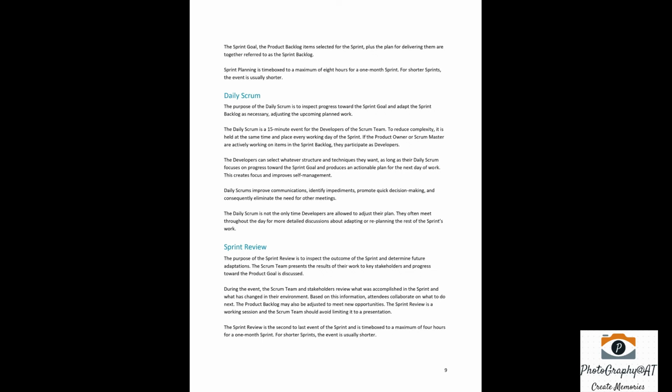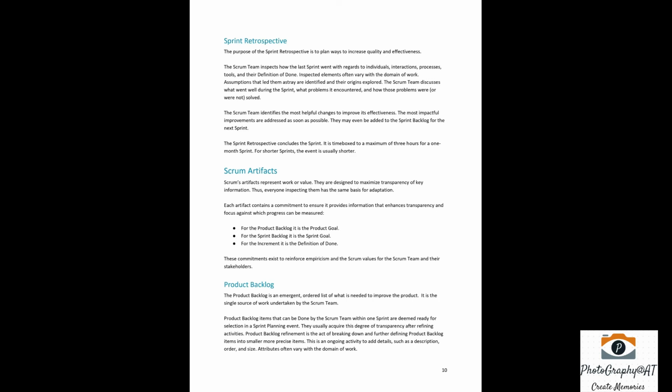The product backlog may also be adjusted to meet new opportunities. The sprint review is a working session and the Scrum team should avoid limiting it to a presentation. The sprint review is the second to last event of the sprint and is time-boxed to a maximum of 4 hours for a 1-month sprint. For shorter sprints, the event is usually shorter.